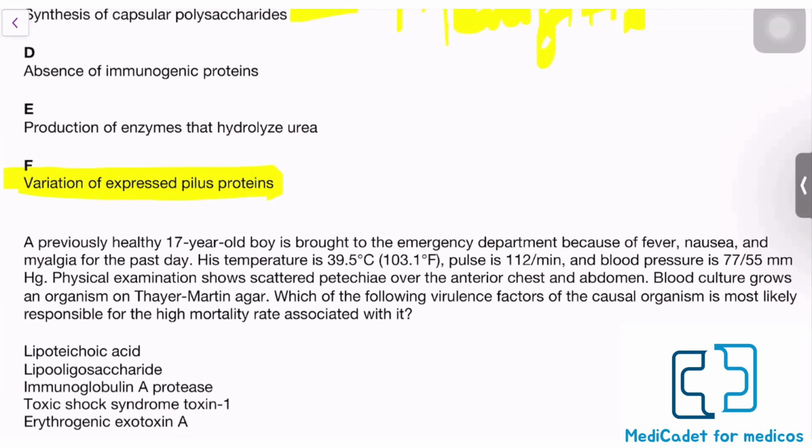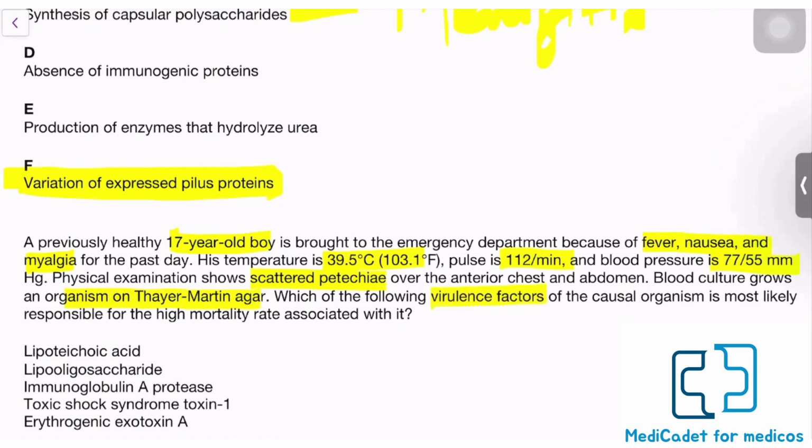There is a 17-year-old boy who is brought to the emergency department because he's having fever, nausea, and myalgia. He's having high temperature and pulse is also high, whereas the blood pressure is low. It's a clear, classic presentation of shock. Okay. There is a scattered rash here over the anterior chest and abdomen. Blood culture is showing an organism that can grow on the Thayer-Martin agar. Which of the following virulence factors is responsible for the high mortality rate associated with it?